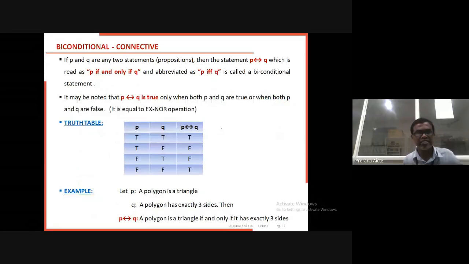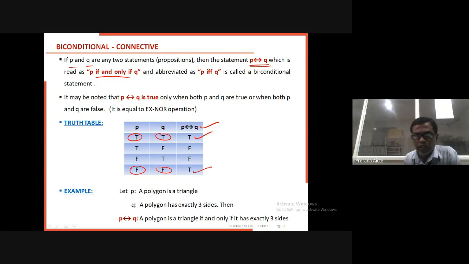And coming to the biconditional connective, we once again have two propositions. If we want to connect those two propositions with the words "P if and only if Q", then I am going to use this biconditional connective, and it is represented by the double implies symbol. Coming to the truth table, observe carefully: whenever the truth values are the same, whether true or false, the final truth value is true. Whenever the truth values are different, either true false or false true, the truth value is false. That is the truth table for the biconditional connective.